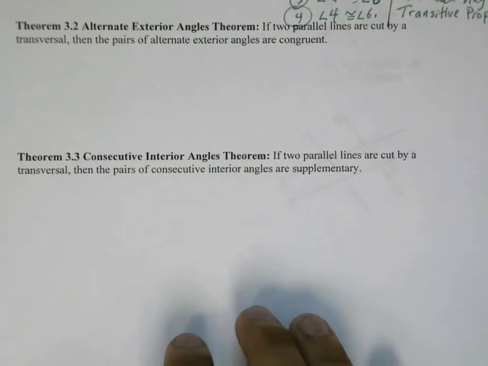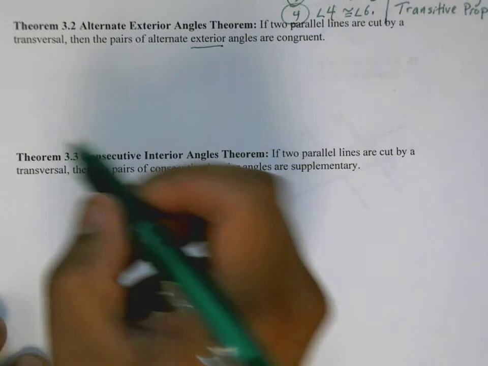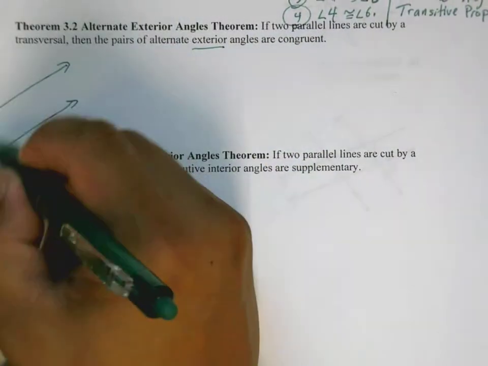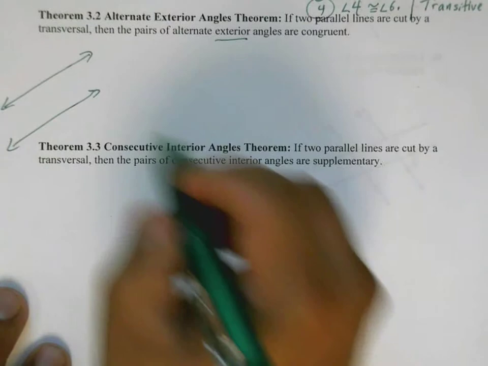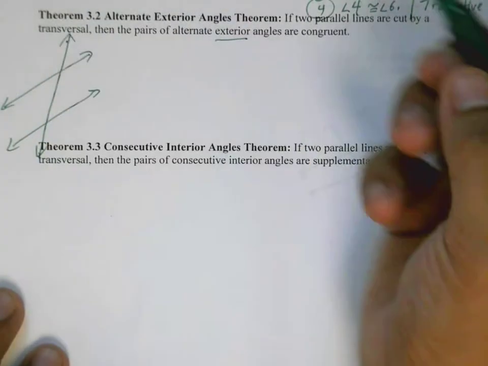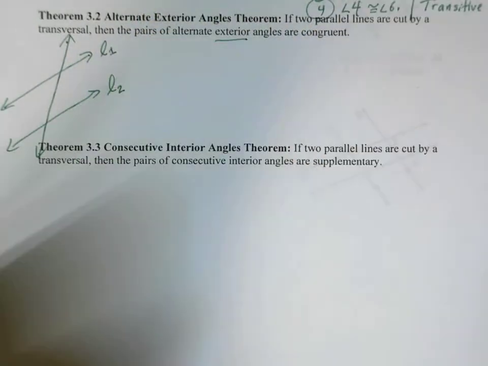So let's read this one. It says, if 2 parallel lines are cut by a transversal, then the pairs of alternate exterior angles are congruent. So you got some lines here, and just to mix it up, I'll make it a little bit slanted. And then we got some transversal that cuts through here. So we'll call this L1 again and L2. And I'll number this the same way as I did before.